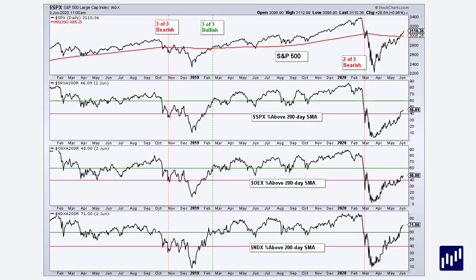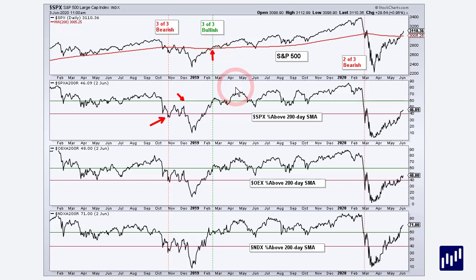So this here is the percentage of stocks above the 200-day SMA, and it's a little bit harder to get above your 200-day SMA. So I've lowered the threshold to 60% for bullish and 40% for bearish. And you can see that here in October, this indicator triggered when all 3 moved below 40%, and that was pretty timely, avoided this December decline. And then they all 3 got bullish there in the middle of February.